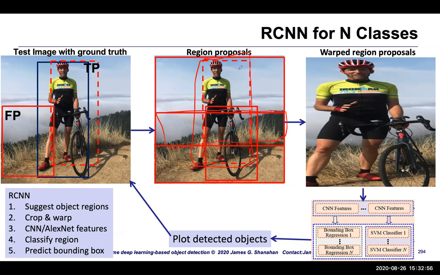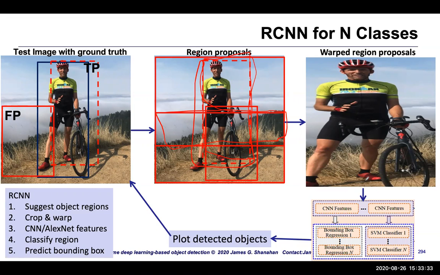Then I take that candidate region and I warp it. If you recall, what's the input for AlexNet? It's 224 by 224. So clearly this region here is not 224 by 224, so I just warp it. I force it to be 224 by 224, so hence it's totally out of whack here. So I take that warped proposal and I pass it through a convolutional neural network like AlexNet.